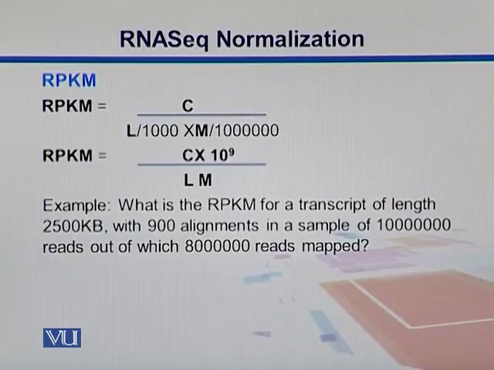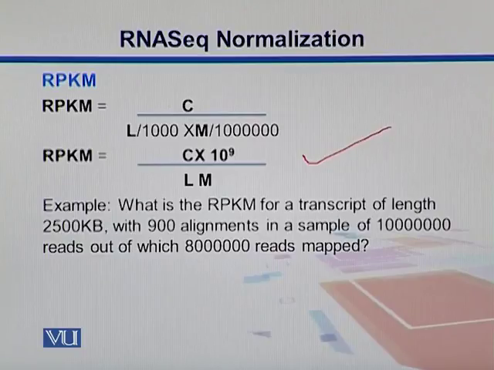We can change this equation into this pretty easy to calculate equation. We can take the number 1000 and million and multiply them and bring them up in that equation. So we can use this relation, which is C into 10 power 9 divided by L into M. Let's understand this by solving an example.